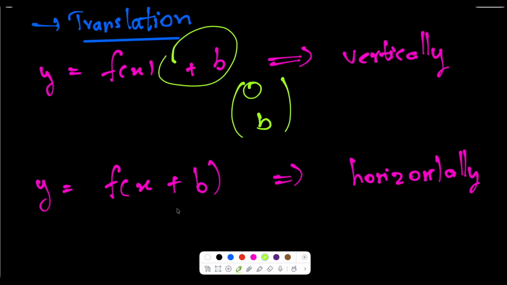And in horizontal translation, the constant b is inside of the function f(x). Here, the translation vector would be (minus b, 0). Always remember, even though here it will be plus, the vector will be minus b. Therefore, all the values of x in the graph f(x) are subtracted from a constant b.